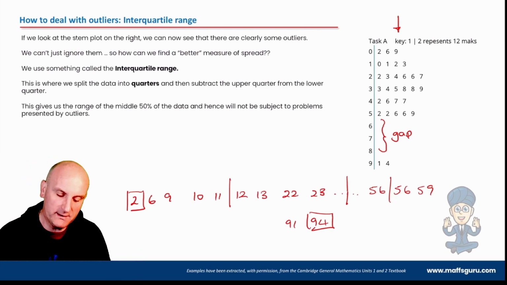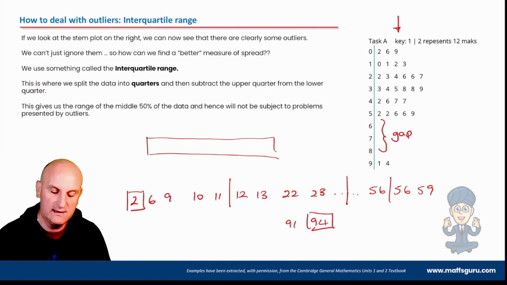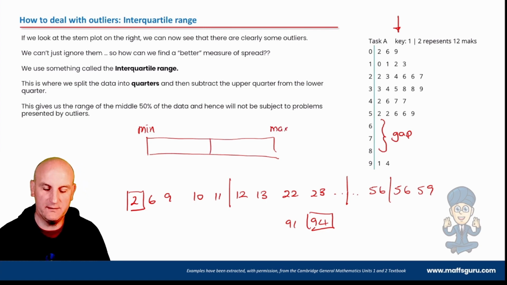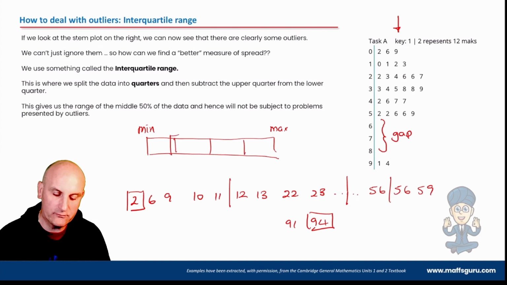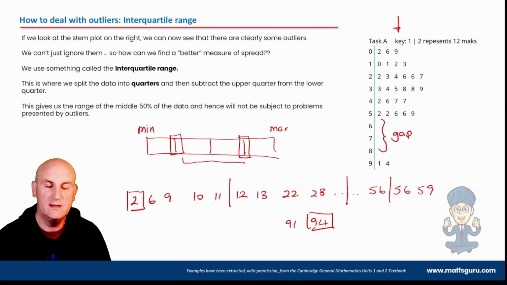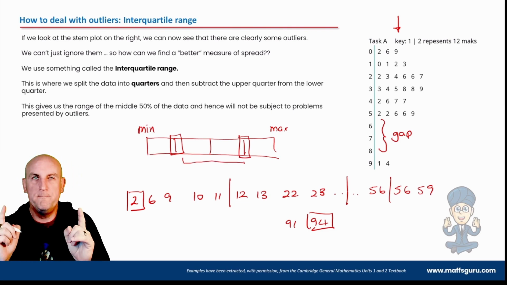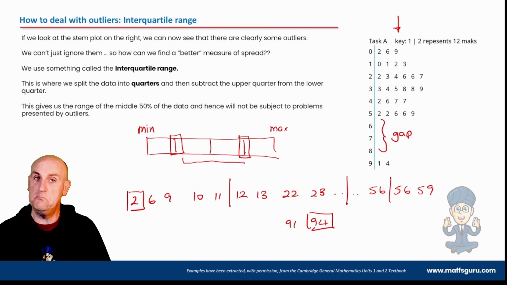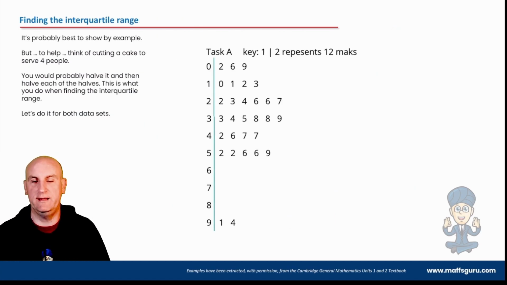So again, if I look at my data as being this massive cake, here is my minimum. Here is my maximum. I can split it into half, and again, think about cakes, and half again, and half again. Whatever this data item is here, and that data item there, the difference between them is roughly where my middle 50% of my data is. That is my interquartile range. Now again, how do we find the interquartile range? Well, it builds on finding the median.